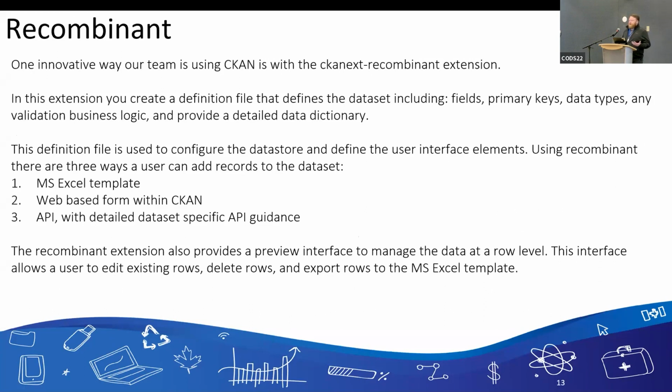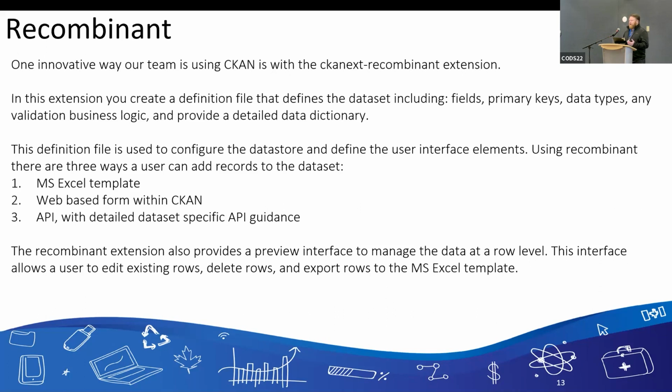Aside from the core CCAN data store, an innovative way that our team is using CCAN is with something called the recombinant extension. In this extension, a team like our team creates a definition file that defines what the data set is, including what fields go in that data, what are the primary keys for the table, what are the data types for each field, and any validation business logic that should be built in.